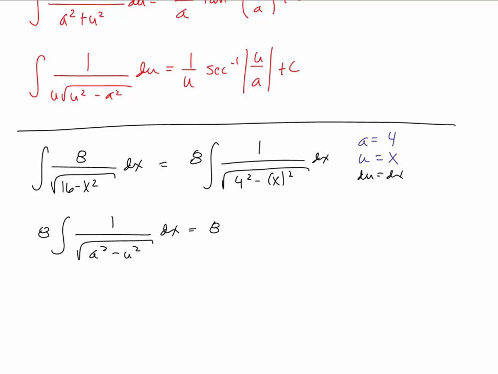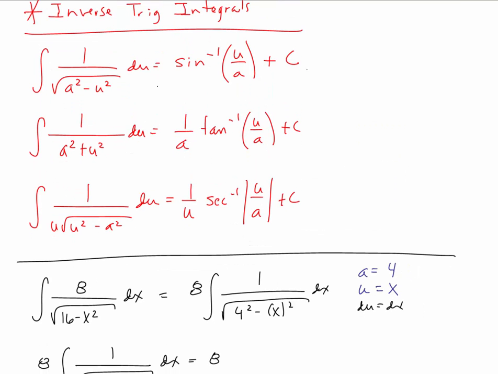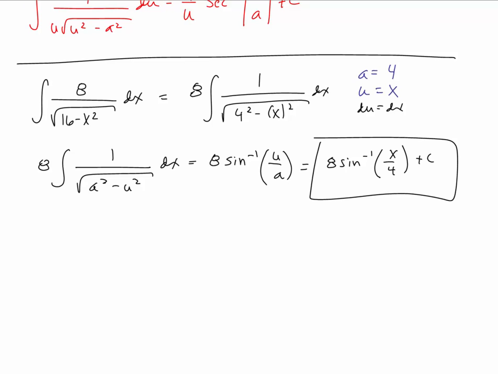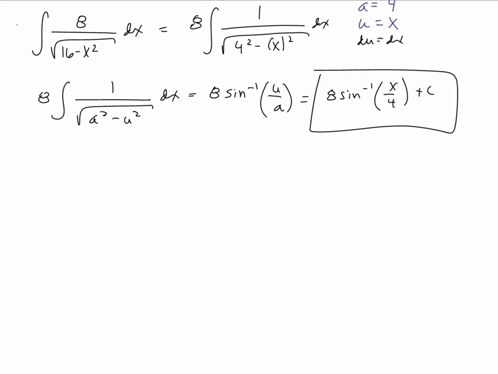Now if we come up and look, 1 over the square root of a squared minus u squared is inverse sine. So I drag that 8 along, and this is the inverse sine of u over a. But we know what u is. U is x over 4 plus c. Now this is an indefinite integral, but this would be the perfect chance to evaluate an inverse trig function as well if this was a definite integral. Let's look at another one.